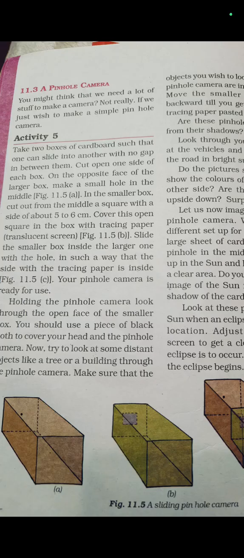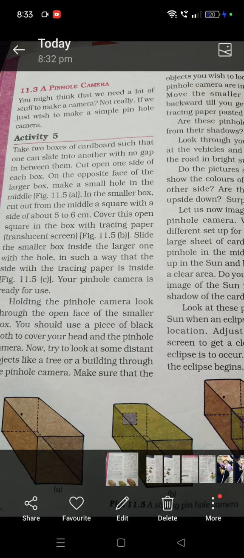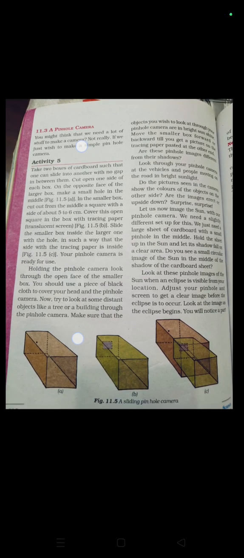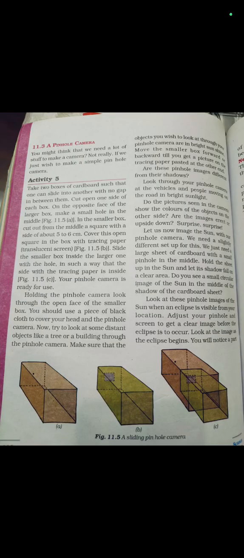Figure 11.5 A. In the smaller box, cut out from the middle a square with a side of about 5 to 6 centimeter. Cover this open square in the box with tracing paper, a translucent screen. Figure 11.5 B. Slide the smaller box inside the larger one with the hole in such a way that the side with the tracing paper is inside. Figure 11.5 C. Your pinhole camera is ready for use.